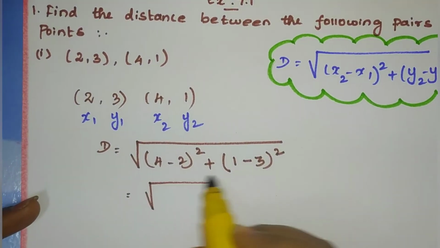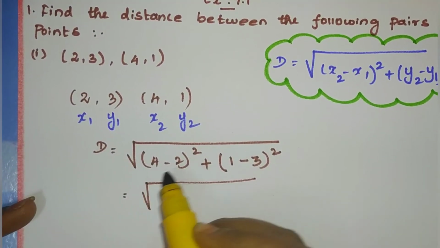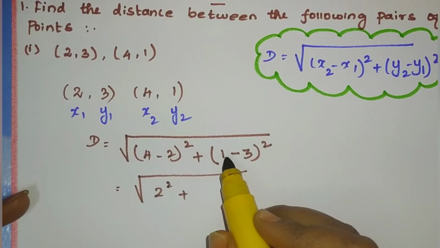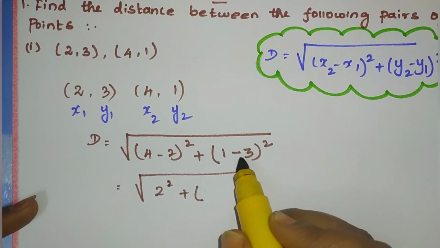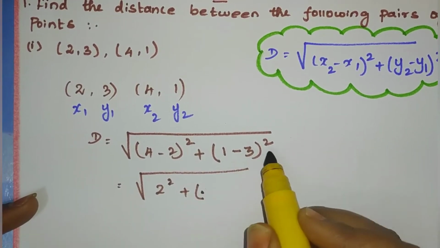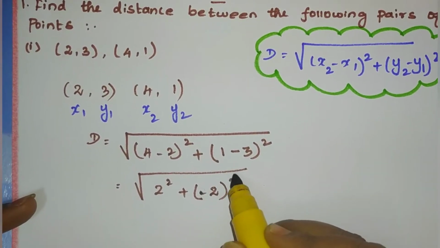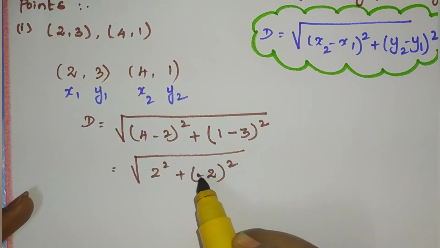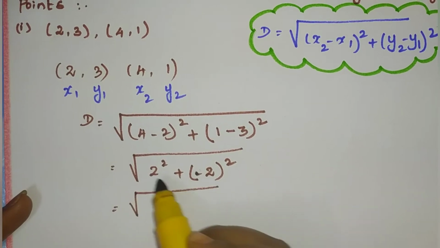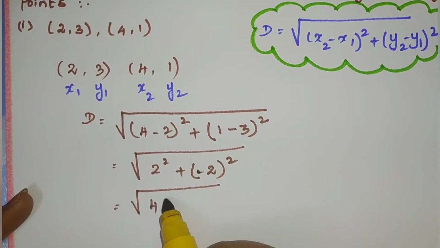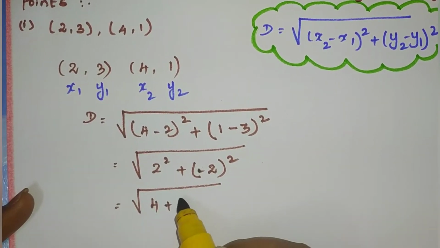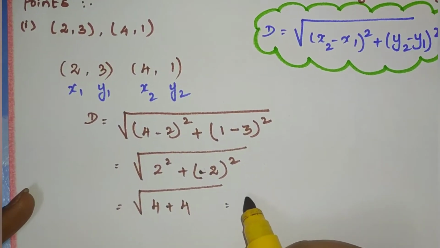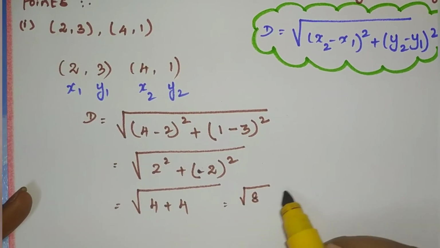Then root of, first simplify this bracket. 4 minus 2 is 2 square plus 1 minus 3 is minus 2 the whole square. You have a negative sign, so write the bracket and then square this one. So 2 square is 4 and minus 2 square is also 4 because minus into minus is plus. So 4 plus 4 is what? 8.